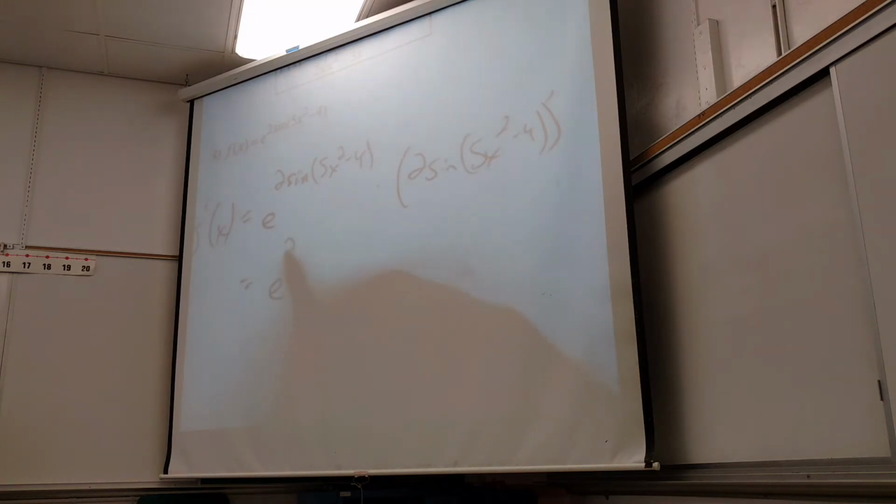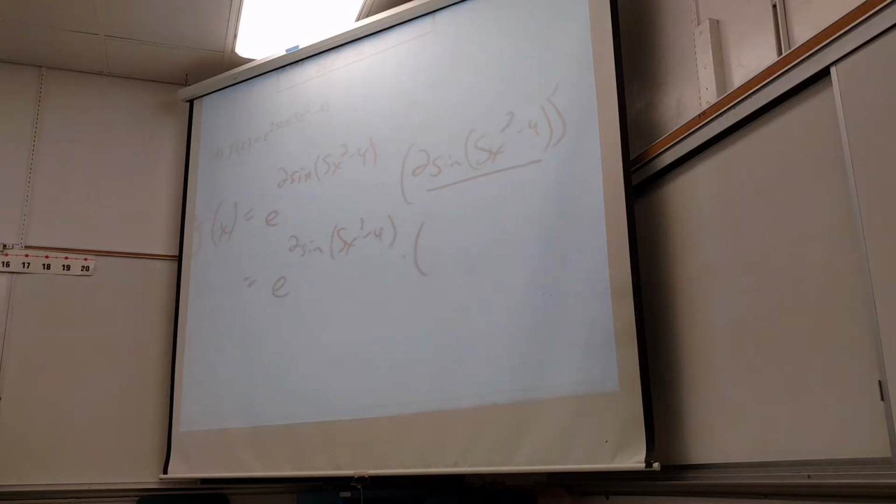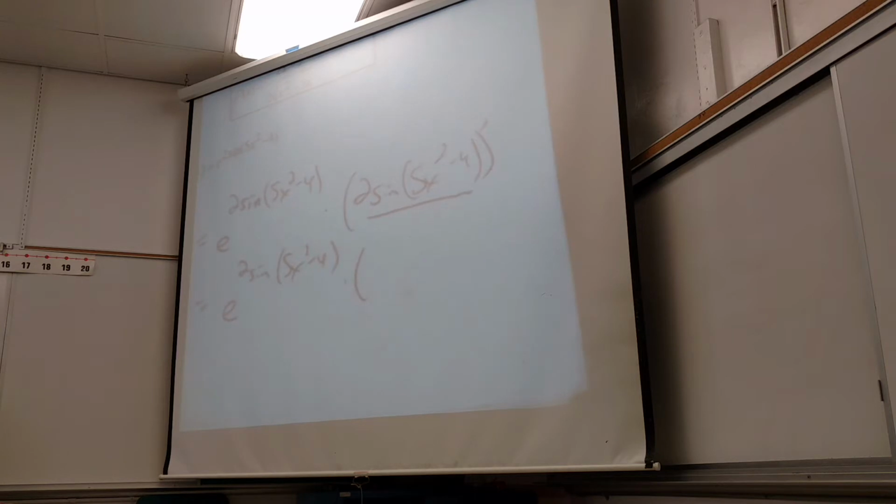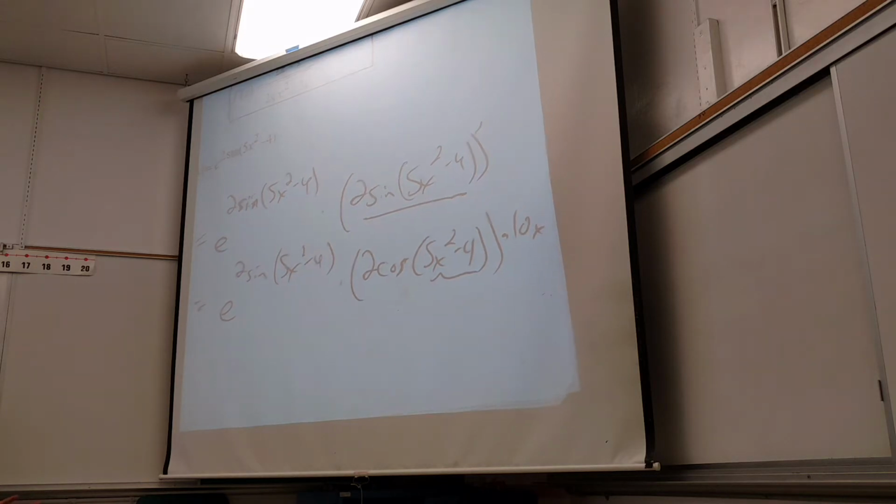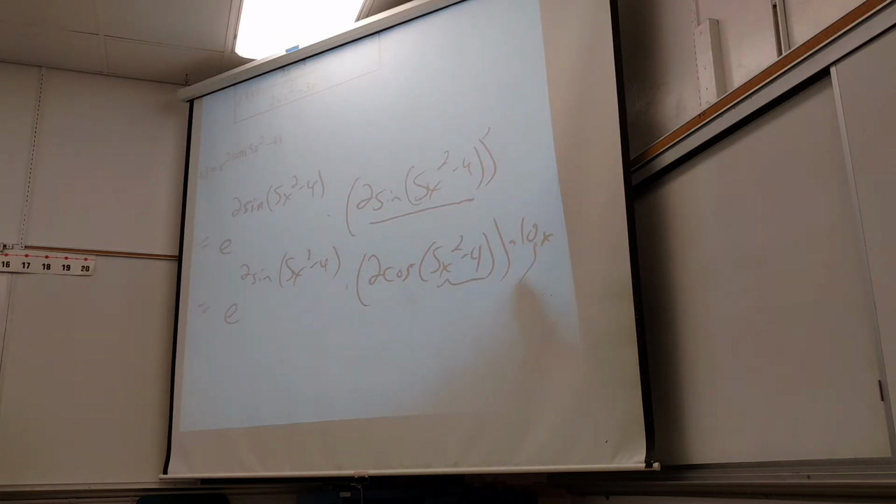So I get e to the 2 sine of 5x squared minus 4. And then what happens here? Use general chain rule again. You don't have to know ahead of time how often it's going to happen. But I get twice, what's the derivative of sine? Cosine of stuff, times the derivative of this. What's the derivative of 5x squared minus 4? 10x. Cool.